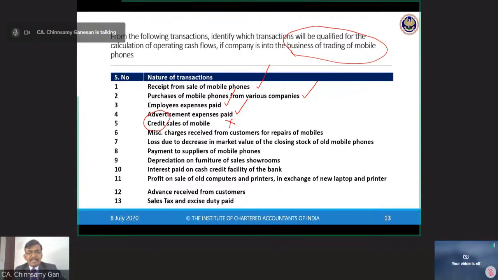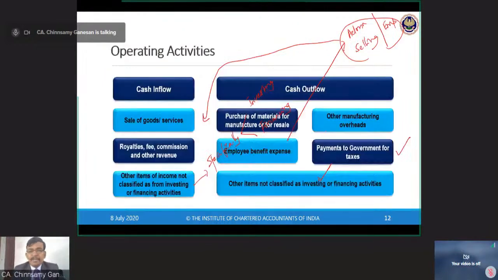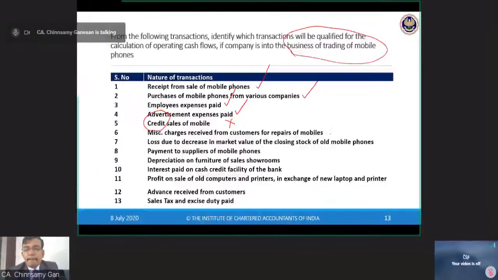What could be the possible cash inflow? Out of the trade receivable, whatever I have collected could be my cash inflow. But credit sales is a non-cash item, and accordingly not a cash and cash equivalent. Miscellaneous charges received from customers for repairs of mobiles: it is an ancillary activity to the main business, right? So this is also my cash inflow, which I am receiving from the customers.